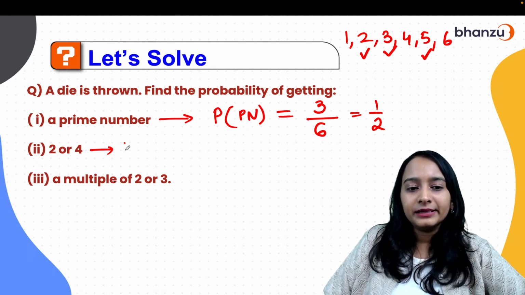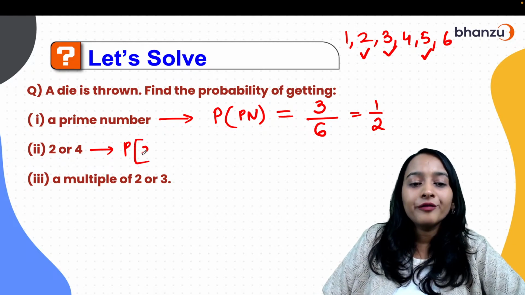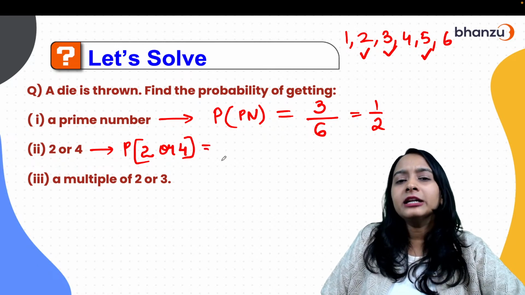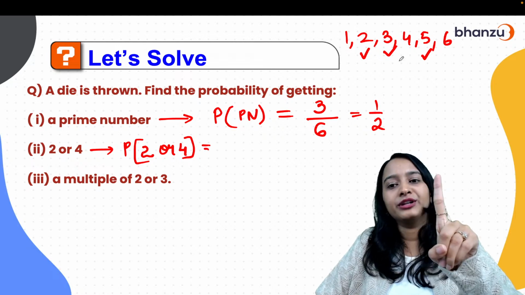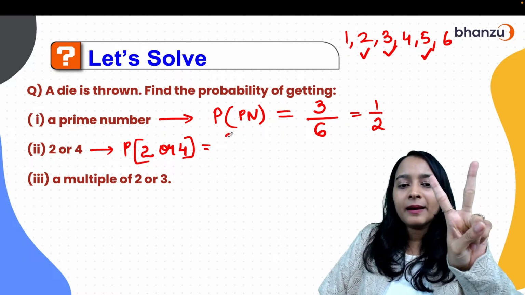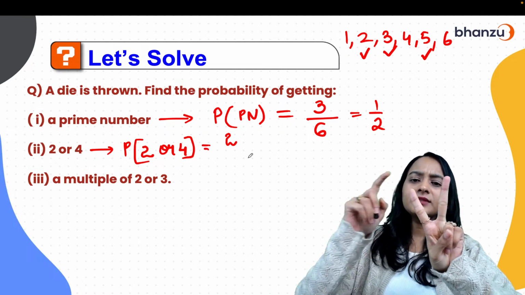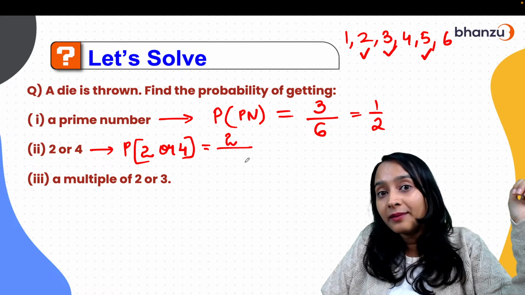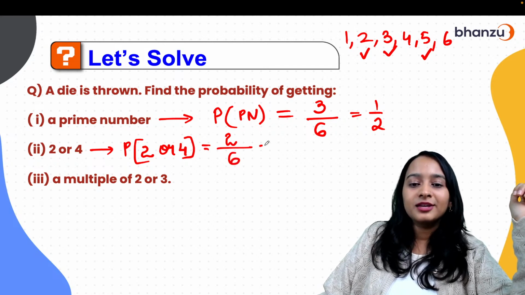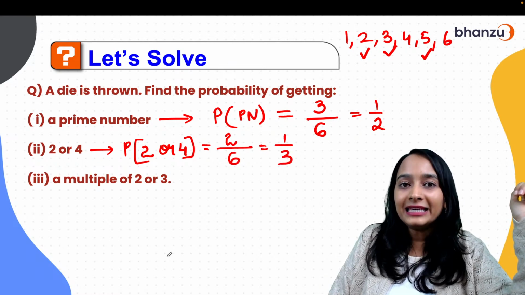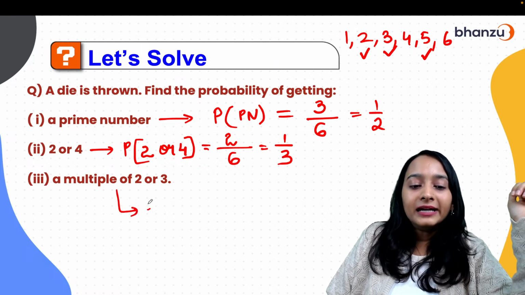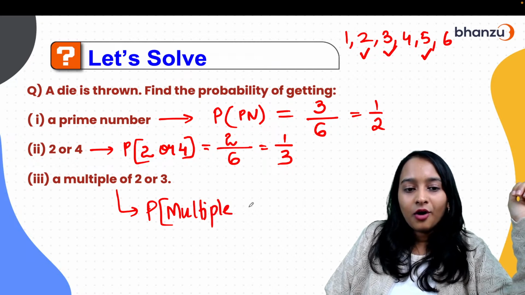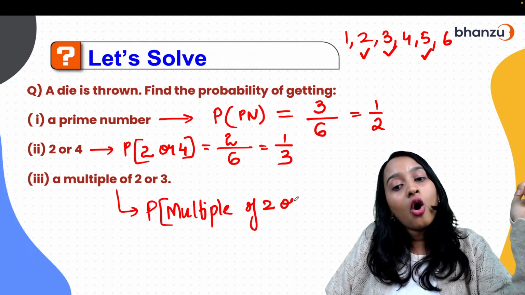Now what is the probability of getting 2 or 4? Now how many 2's are there? 1. How many 4's are there? 1. So total number of favorable outcomes is just 2. Because we only have one 2 and one 4 on the dice. Divided by what are the total number of outcomes here? 6 numbers. So the answer is 1 by 3. Now, probability of getting a multiple of 2 or 3.